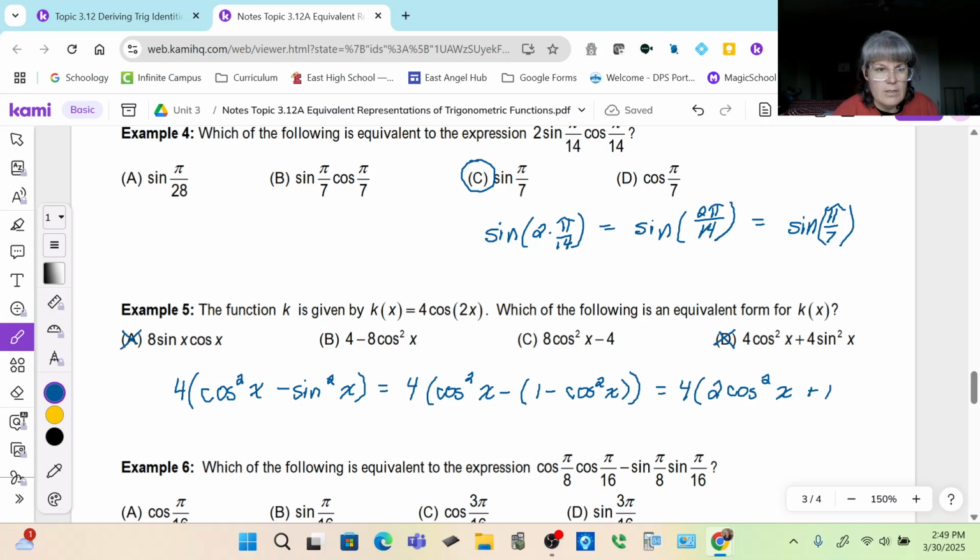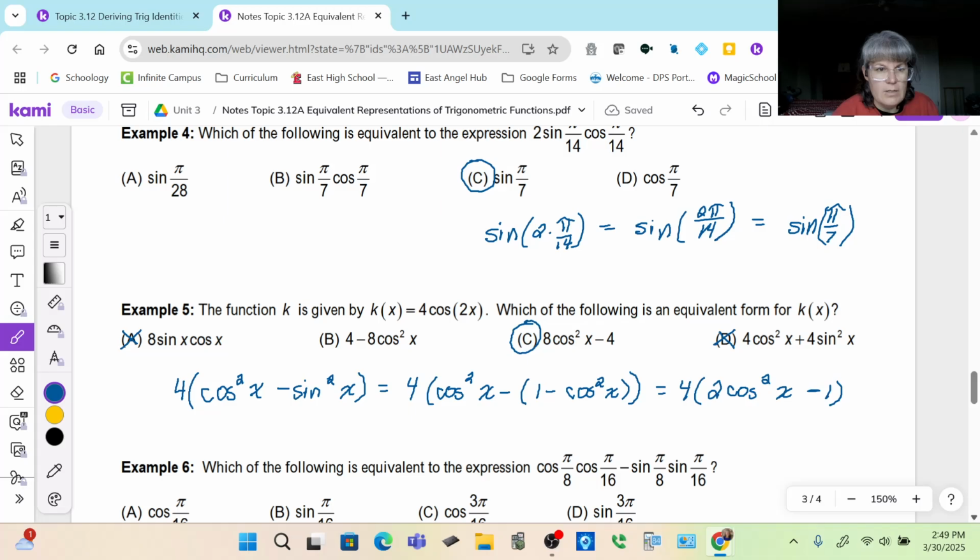plus 1. And if we distribute the 4 through the two terms there, we will have, oops, it's not plus 1 there, it's a minus 1. As I checked my answer choices, it looked like I needed to have a subtraction somewhere. Good thing I paid attention to that. When I distribute the 4, that's going to give me 8 cosine squared x minus 4, which is option C.